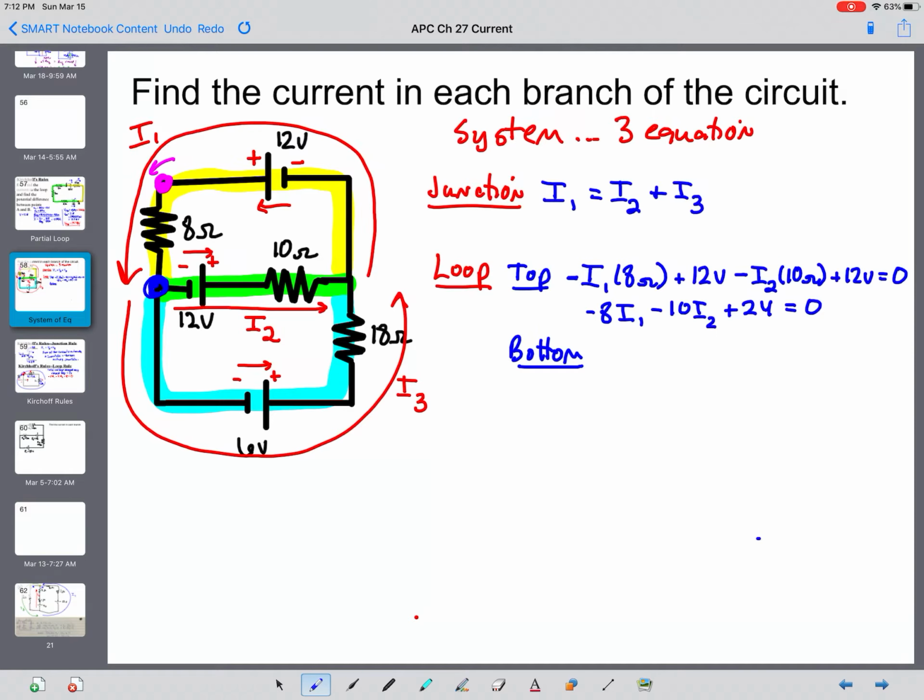Now if I go down to the bottom loop, again, it doesn't matter where I start because I already have the blue dot. I'm just going to start there at the blue dot, and I'm going to go around also counterclockwise.